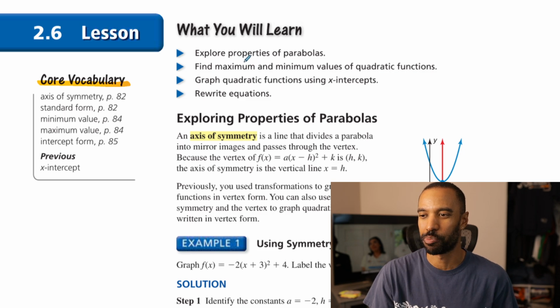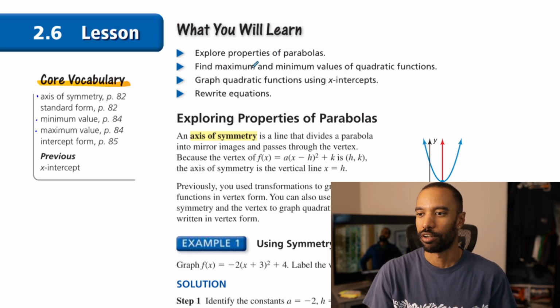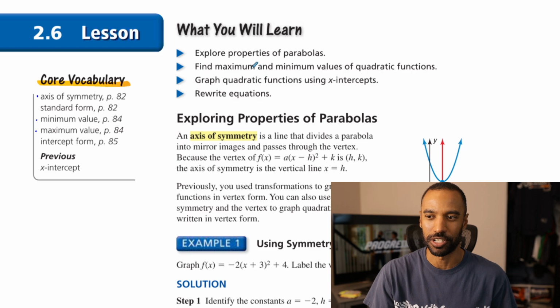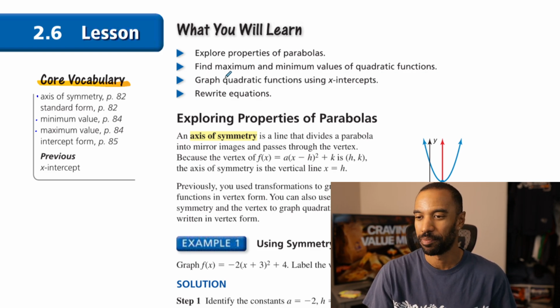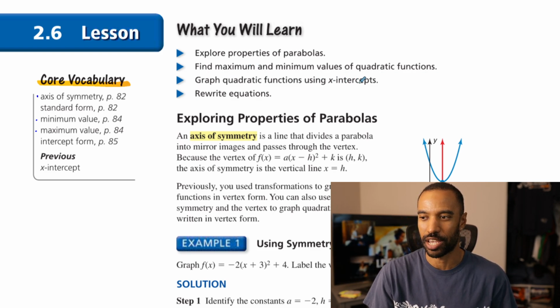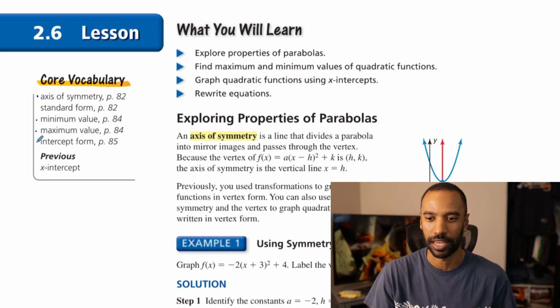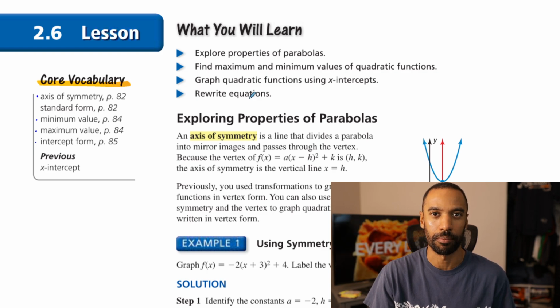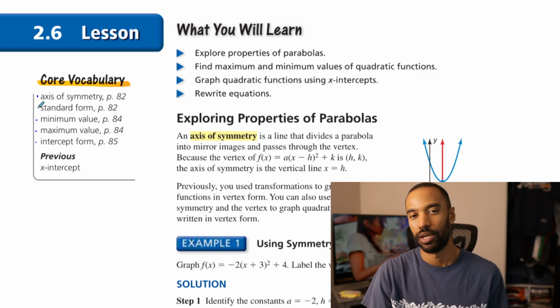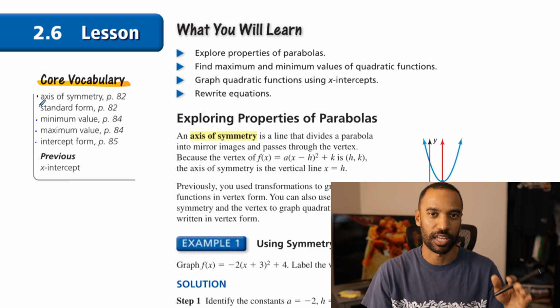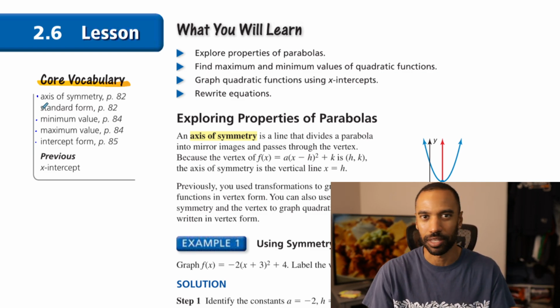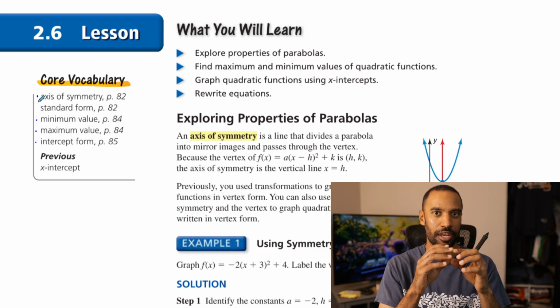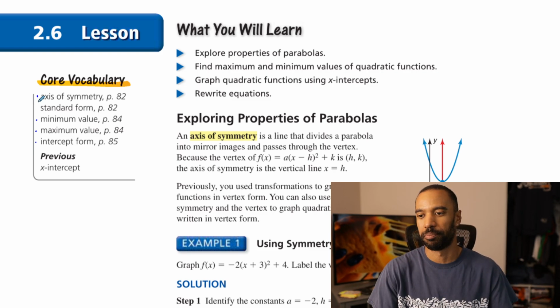Okay, we're going to learn to explore properties of parabolas. That includes axis of symmetry, min and max value, things like that. We're going to find min and max values of quadratic functions. I'd say that's a property of a parabola, personally. We're going to graph quadratic functions using x-intercepts. That's using intercept form right there. I also call it factored form. And we're going to rewrite equations. I assume we're going to transform different forms, go from standard form to intercept form, go from intercept form to standard form to vertex form, all of them you can do. I like standard form as being kind of the middle guy of intercept form and vertex form.